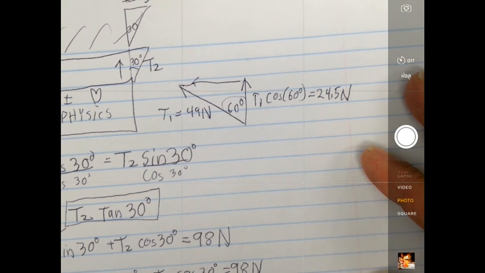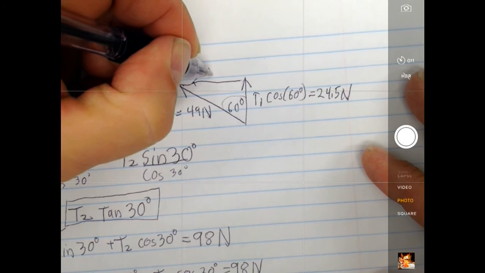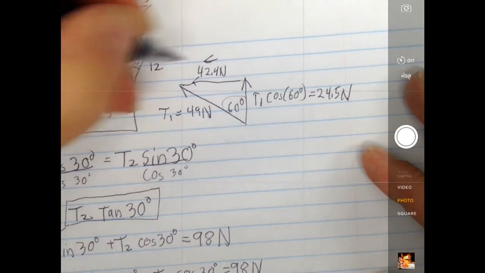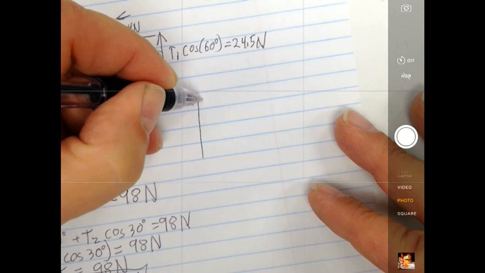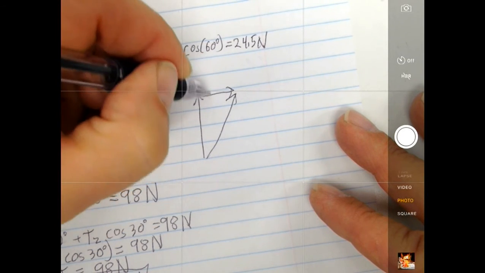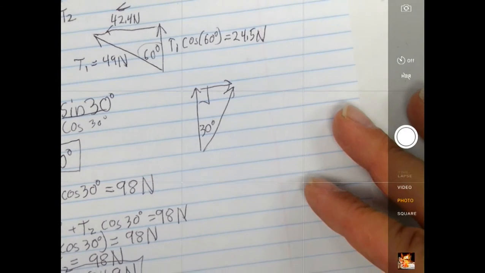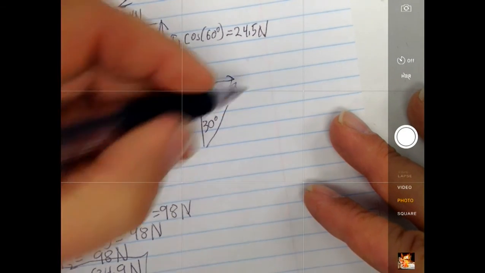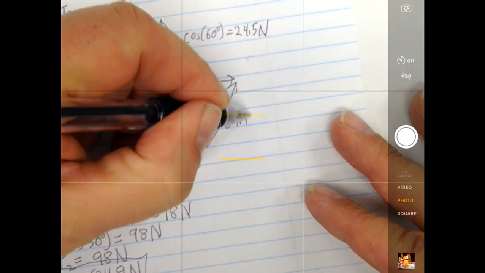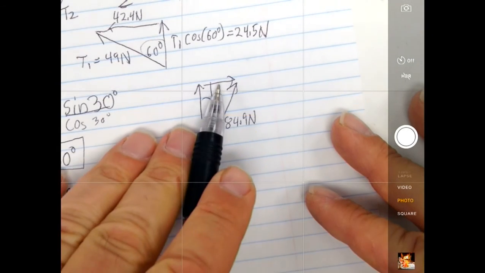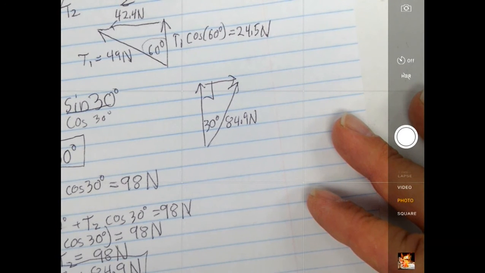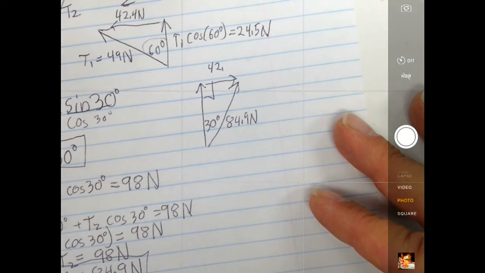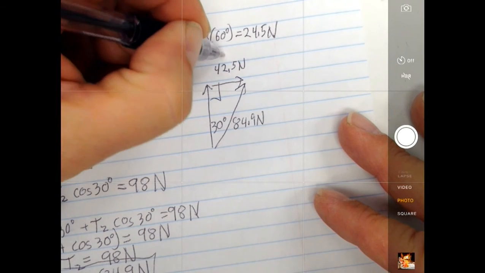49 sine of 60 degrees is 42.4 newtons, pulling it to the left. For tension 2, we're saying the hypotenuse is 84.9 newtons. The horizontal component would be 84.9 times the sine of 30 degrees, or half of that. And I get 42.5 newtons, pulling it to the right.